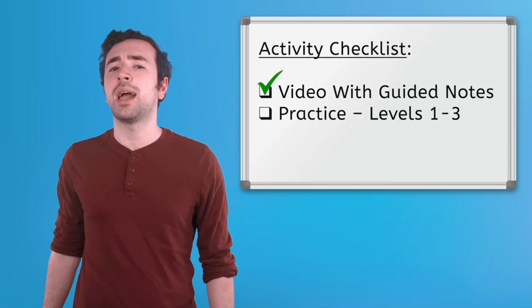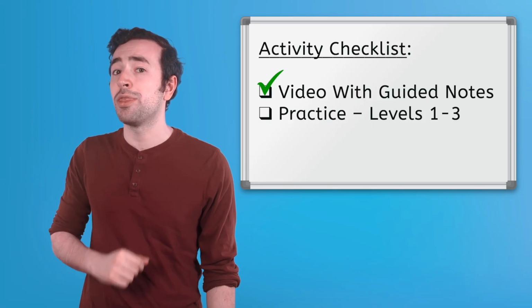Fantastic job today applying what you've learned about rational numbers and the order of operations to evaluate multi-step expressions. And thanks for helping me find the cotton candy booth's profit. Be sure to finish the guided notes and complete practice levels 1 through 3.